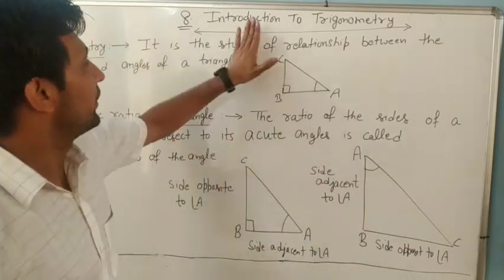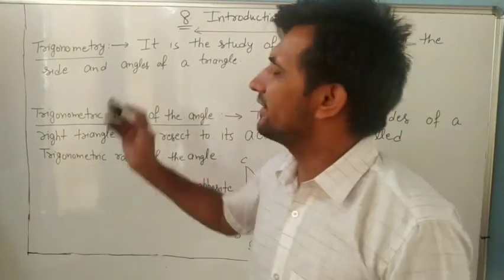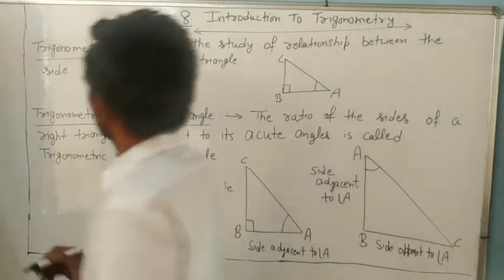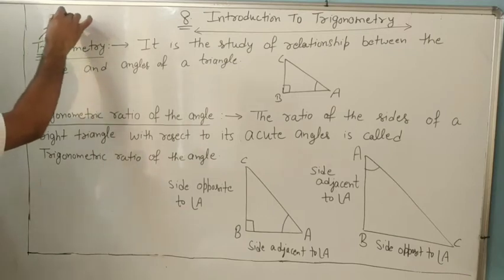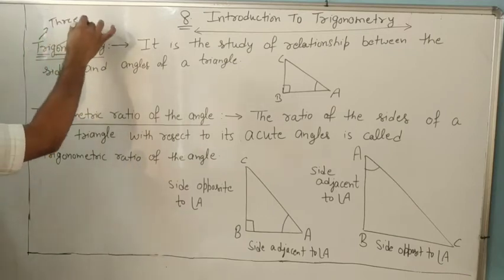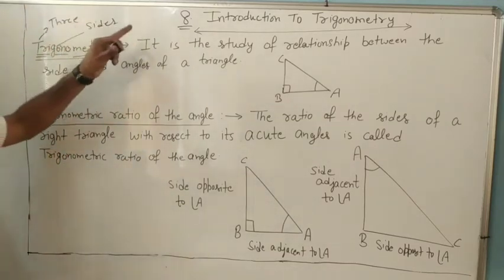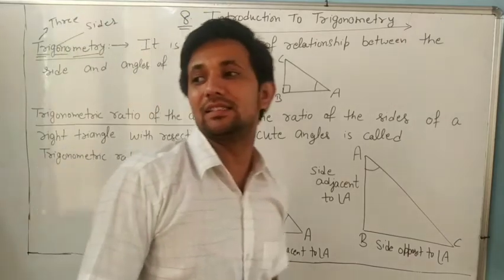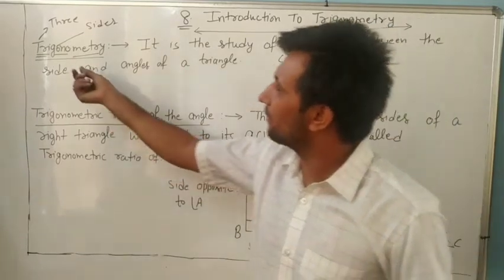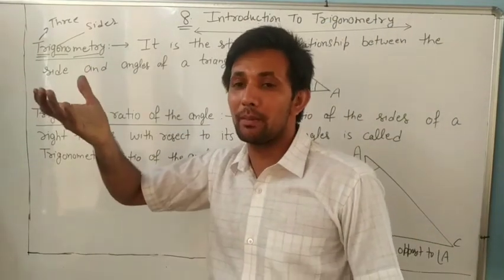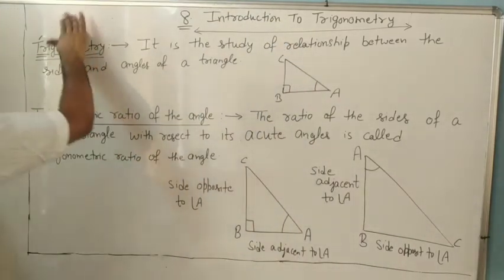So look at trigonometry. What is the meaning of trigonometry? Trigonometry is a Greek word. Tri means three, gon means sides, and metry means measurement. It means measurement of three sides. Gon means sides, as everyone knows from polygon. Do you remember polygon? Gon means sides. So, three sides.